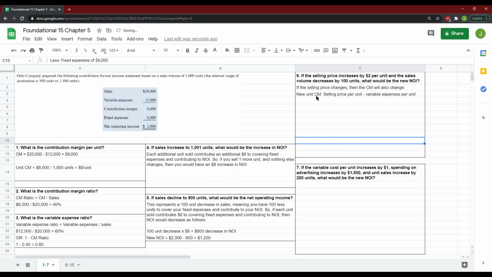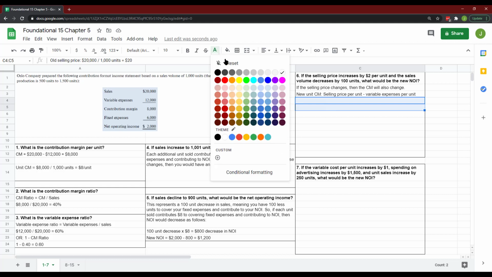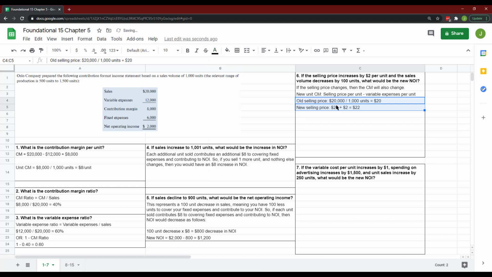Okay, so if the selling price changes, then the CM will also change. So the new unit CM, we will basically take the selling price per unit minus the variable expenses per unit, but we need to find those figures first. So the old selling price, that was the $20,000 in sales for 1,000 units. We were selling items for about $20 per unit. But now we're saying we're going to tack on an additional $2 to that. So the new selling price is $22. Okay, so now we can find out what our new unit CM is.